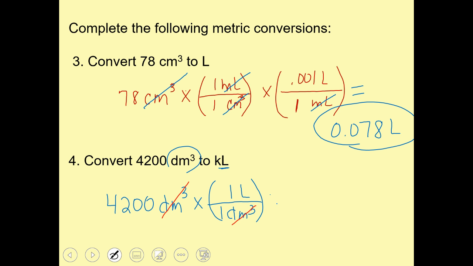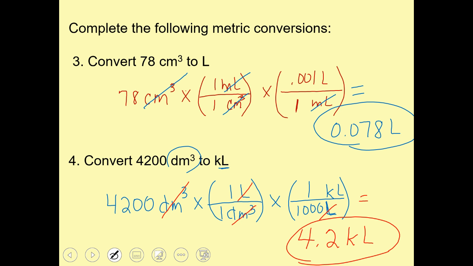And now we go back to going from liters to kiloliters. We had learned in the metric chart 1 kiloliter is 1,000 liters. So now the liters will divide out. So to make this conversion, we're just dividing by 1,000 and we get 4.2 kiloliters. And yes, this step doesn't really do anything to change the number, but what it does is it changes the units.